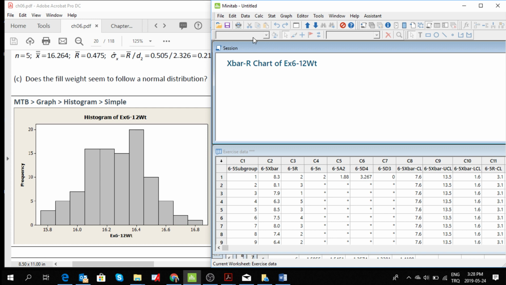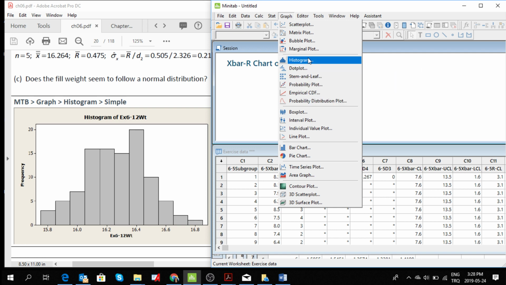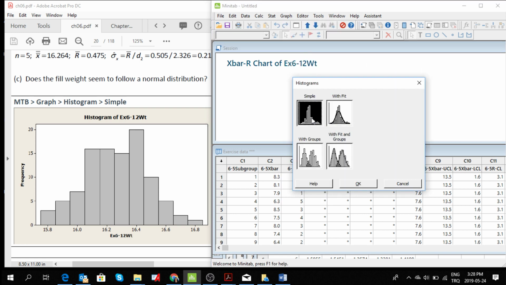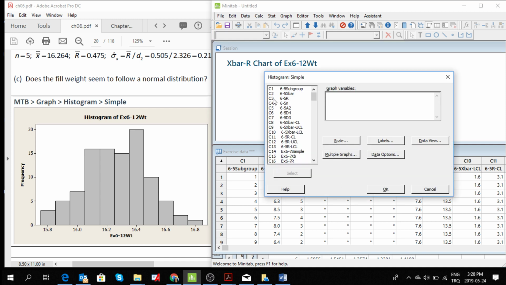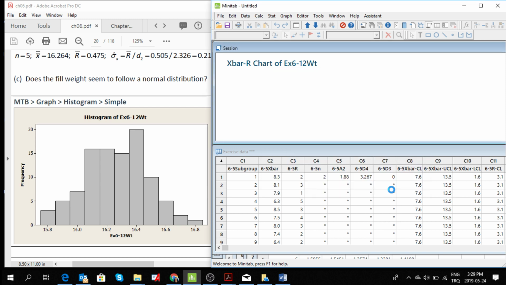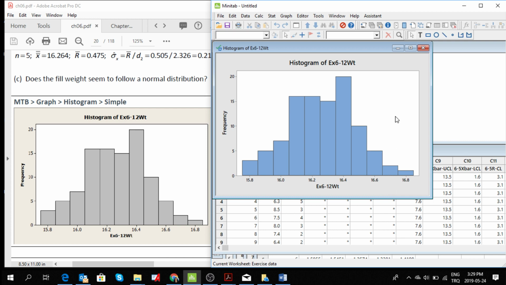And next, it says, does the fill weight seem to follow a normal distribution? We have to build the histogram of that. So we go to graph, we go to histogram. We want the simple one. We choose our data set, which is this. I just click OK. Okay, we got the histogram as well. These are the frequency levels here.